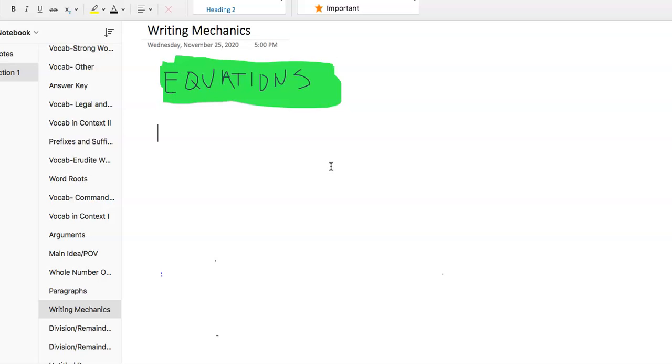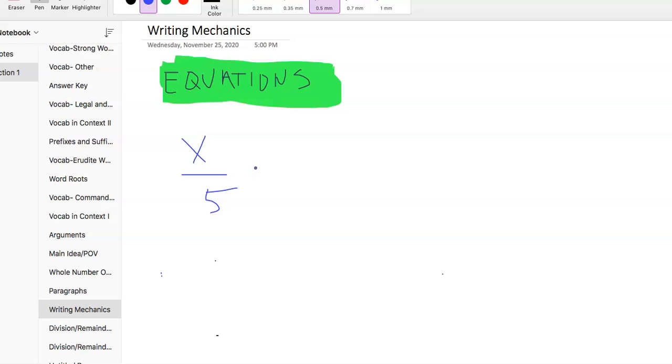Proportions. Okay. So with this one, I like to draw this one better. Okay. So proportions, you see something like this. x divided by 5 equals 15, let's say. Okay, so you see something like that, and then it says solve for x. Okay, and so whenever you have a number like this in the denominator, the bottom part of the fraction, we want to get rid of it.